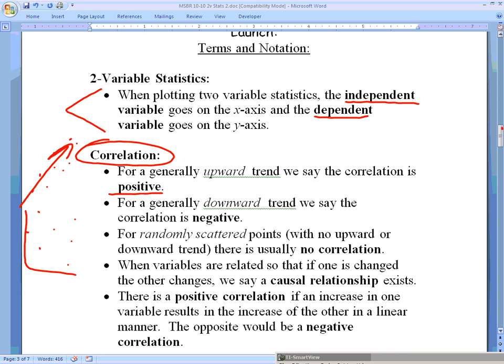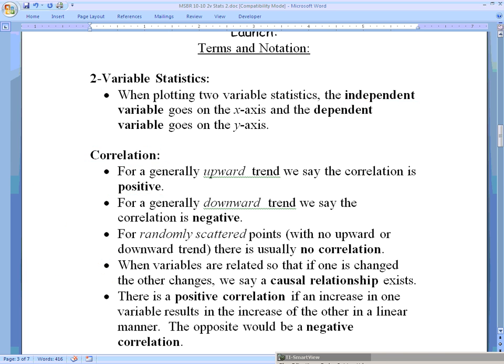And if there's any sort of relationship, we'll usually say the word causal. One causes a change in the other. And we have positive correlation when we're going up again, and negative correlation when we have something going down.